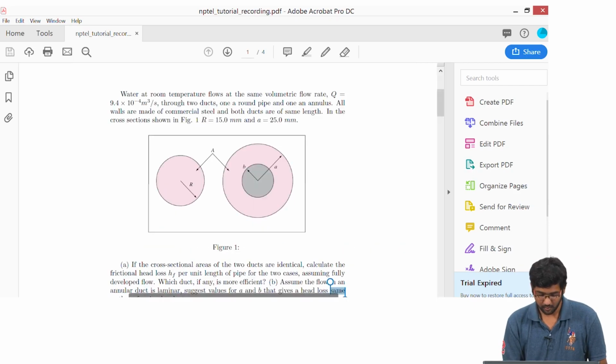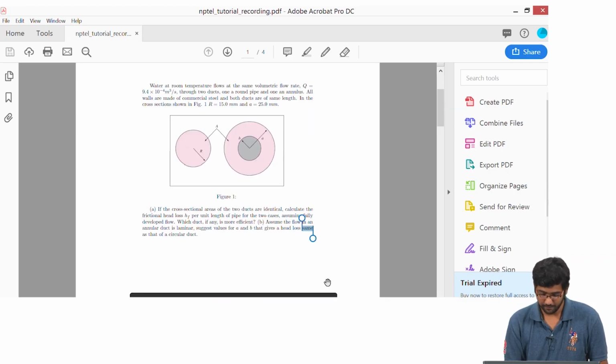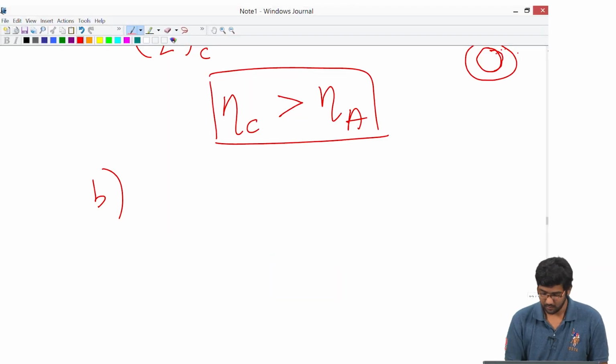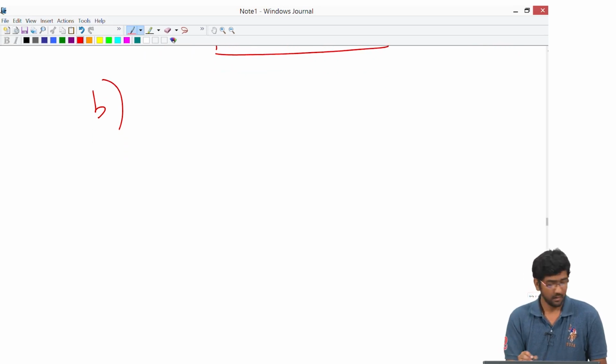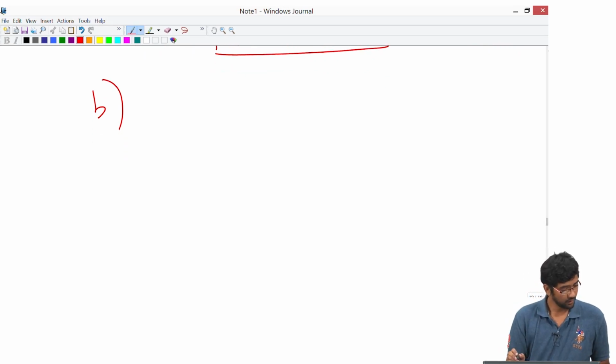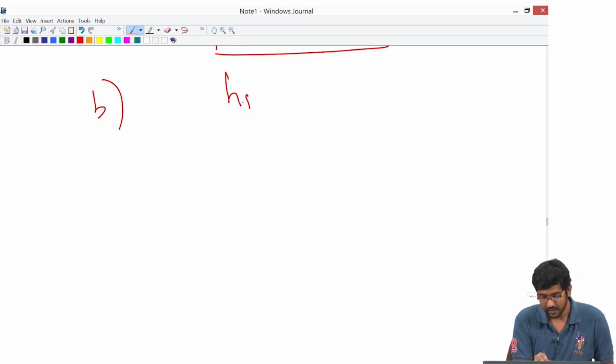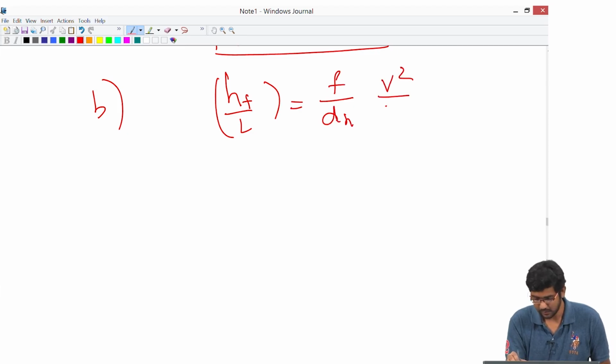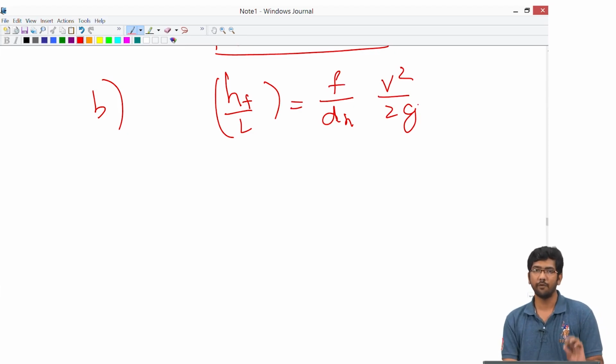So, in question B, it was asked to assume that the flow in an annular duct is laminar, and suggest the values of A and B that give a head loss same as that of a circular pipe. Here, we have an expression for head loss, and we were asked to assume that the flow in an annular duct is laminar.